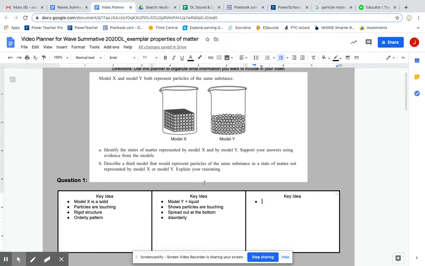And now the third model, the one we're missing, so I'm going to say Model Z. Model Z is equal to a gas. And then I have to say what that model would look like because it's not pictured. It would show particles throughout the container. Maybe they're exiting the container. And those are all characteristics of a gas, okay? So those are the key ideas I want to talk about to answer this question.